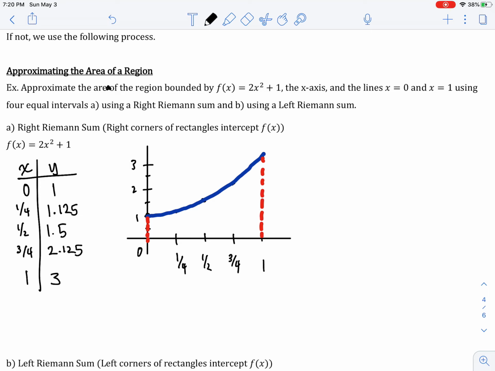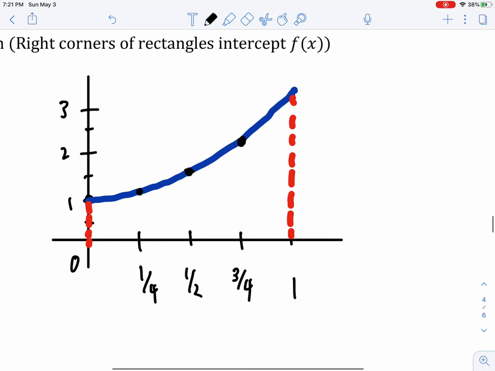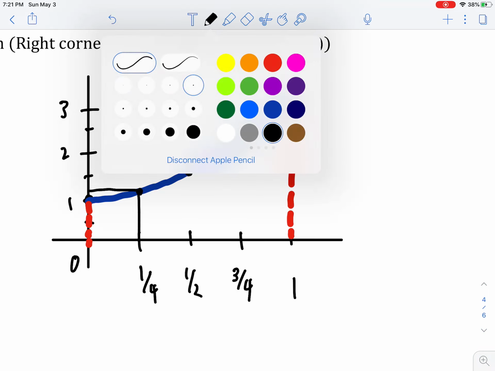What that basically means is we are going to break this up into 4 rectangles. If it is a right Riemann sum, that means the right corner of that rectangle is at that point. In drawing my curve, I realized I kind of covered these up, so I'm going to go over them again. My right corner of my rectangle is going to hit that next point. So my rectangle in this case, and let me zoom in on this just to make this a little bit easier, is going to look something like this.